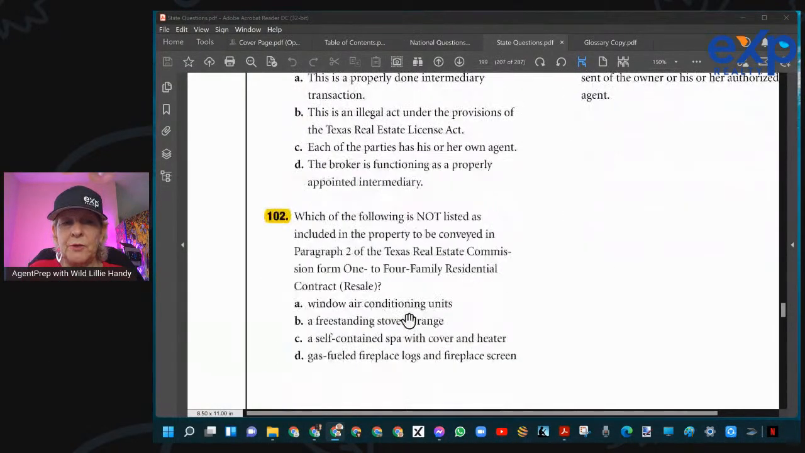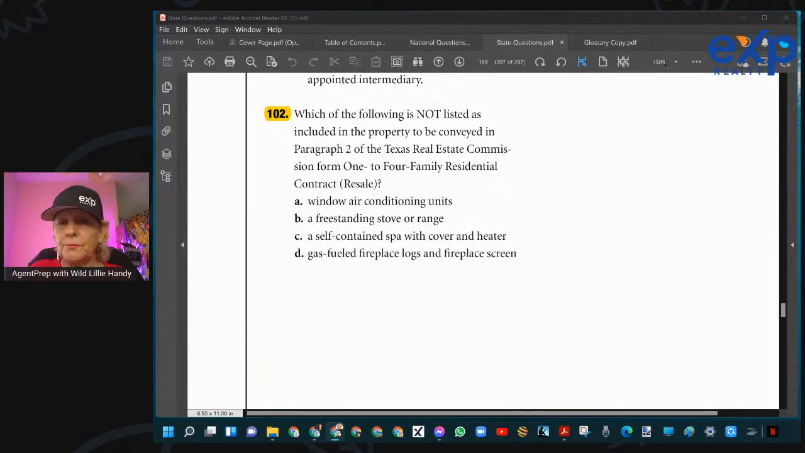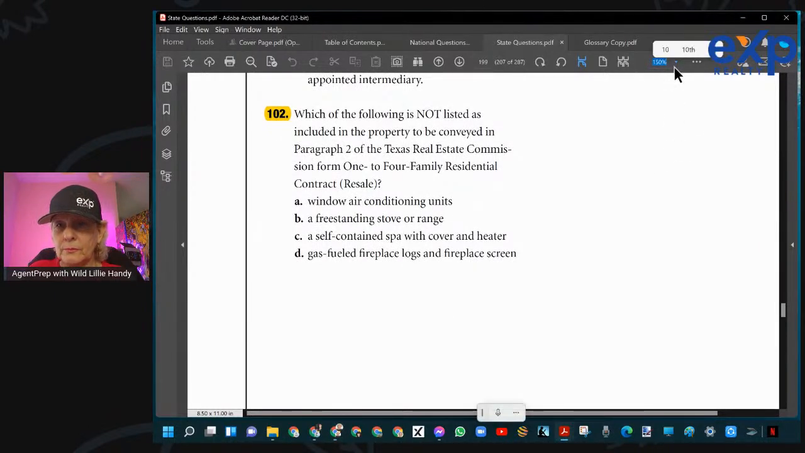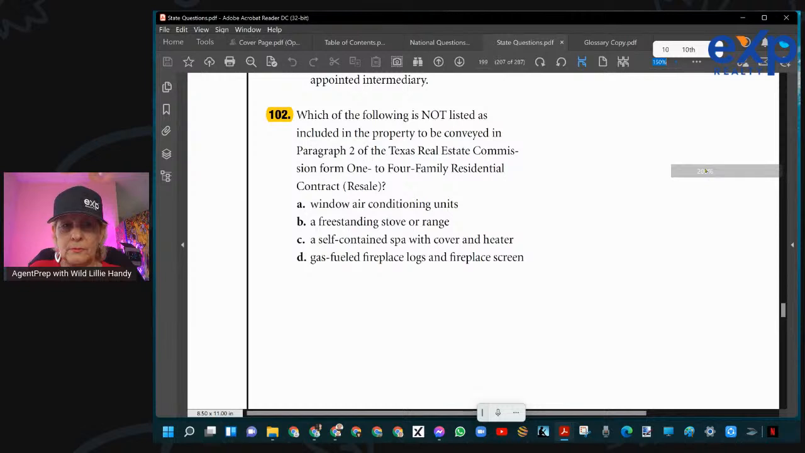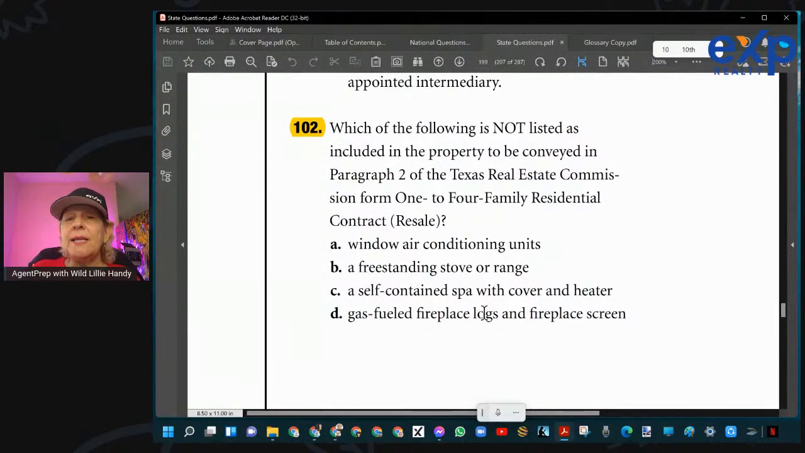All right. 102. Which of the following is not listed as included in the property to be conveyed in paragraph 2 of the Texas Real Estate Commission Form 1-4 Family Residential Contract? A residential contract. That's for resale, not new construction, but for resale. A 1-4 family residential. A, window air conditioning units.